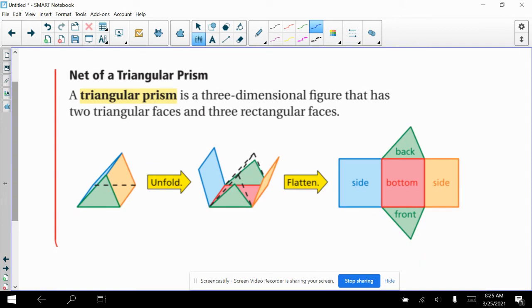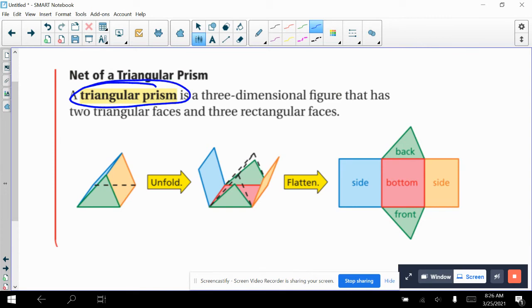And now we have, this is a net of a triangular prism. Might want to pay attention. Okay, a three-dimensional figure that has two triangular faces and three rectangular faces. Okay, how, or I should say why, is it called a triangular prism? What was our definition yesterday of a prism? Ready? No. What makes it a prism? Yes, it's a 3D shape, but what makes this a triangular prism? This isn't a rectangular prism.